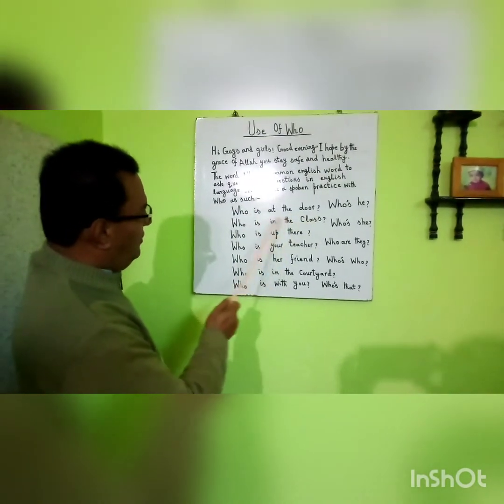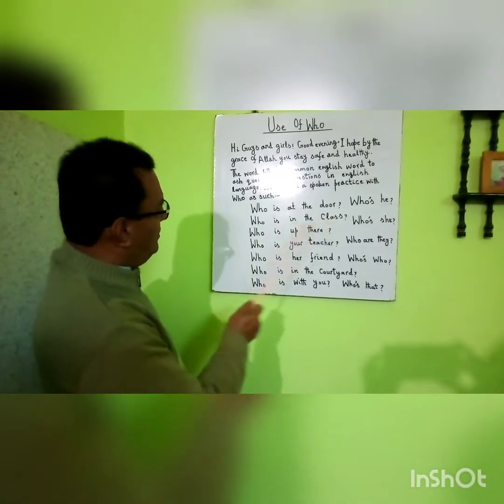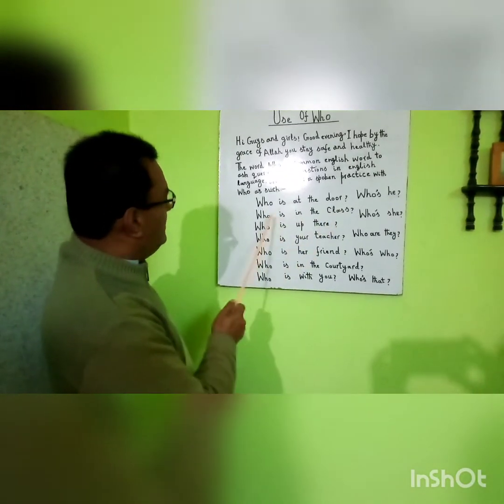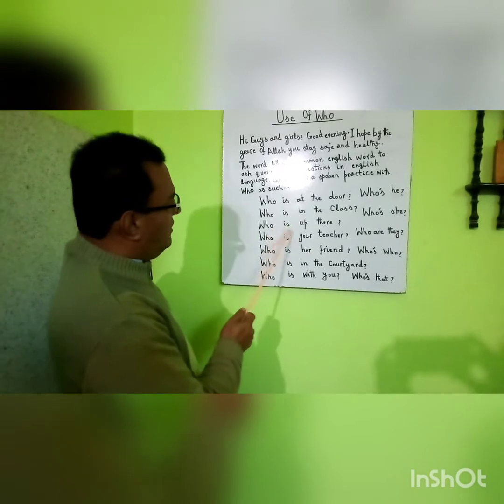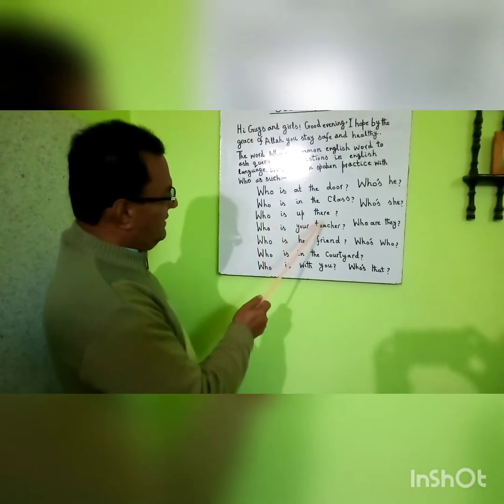Who is at the door? Someone is at the door. Who is in the class? Students are in the class. Who is up there? Noman is up there.